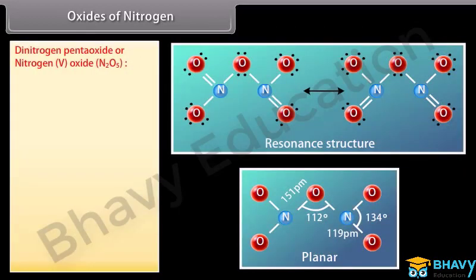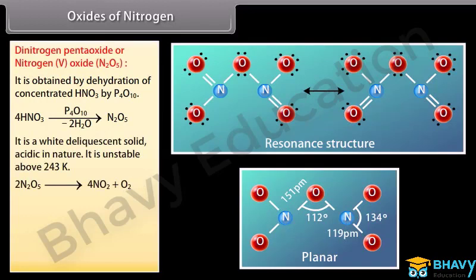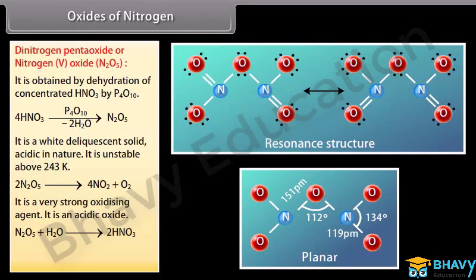Dinitrogen pentoxide or nitrogen(V) oxide. It is obtained by dehydration of concentrated HNO3 by P4O10. It is a white, deliquescent solid, acidic in nature. It is unstable above 243 Kelvin. It is a very strong oxidizing agent. Many organic substances burst into flames on coming in contact with it. It is an acidic oxide. It is the anhydride of nitric acid and forms salts called nitrates.